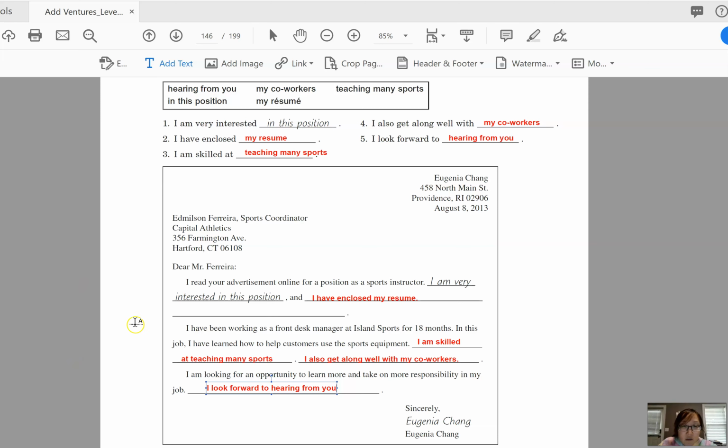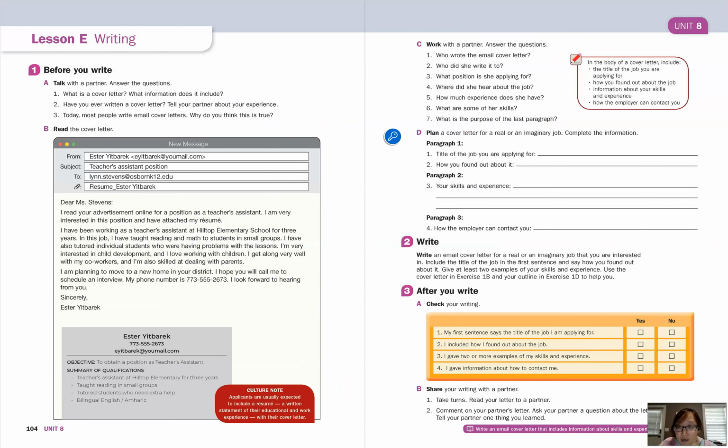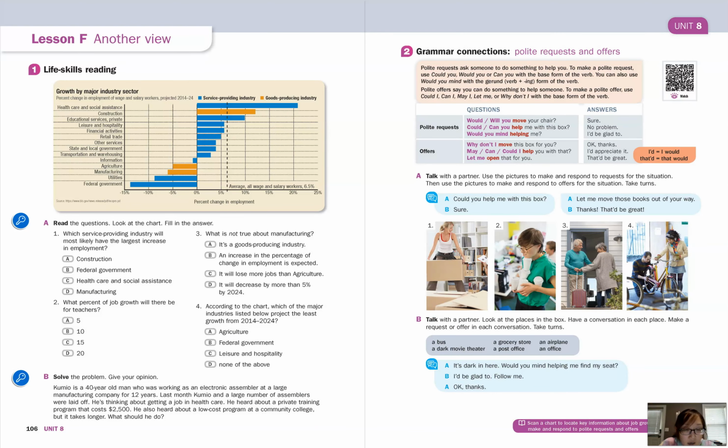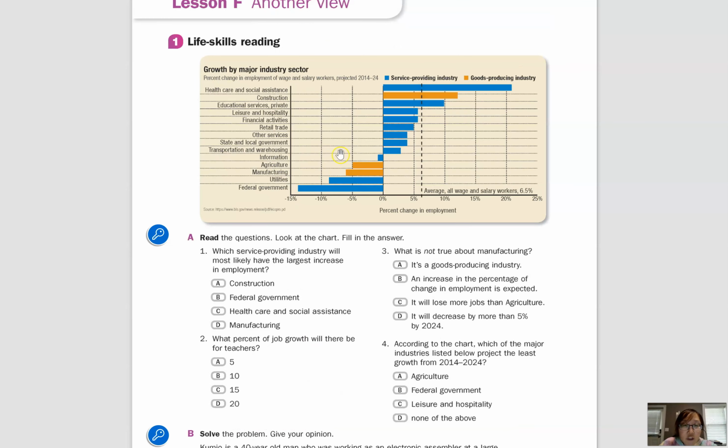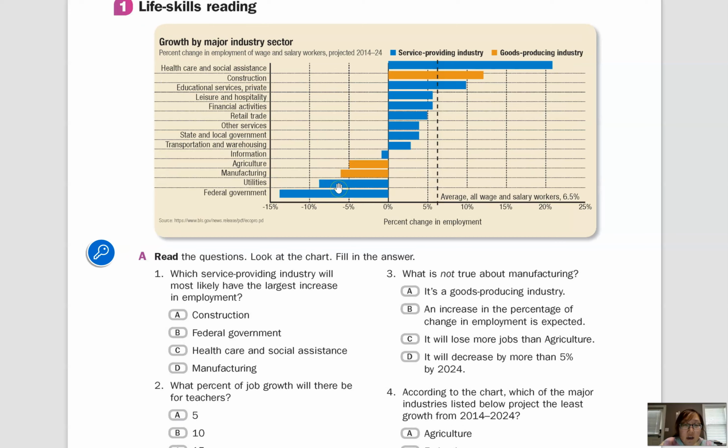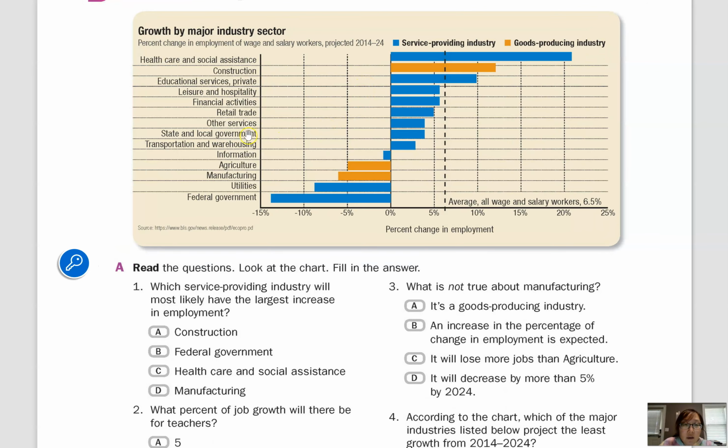Okay, so we are going to go ahead and look at the next page in our student's book. Lesson F, another view. Let's take a look at this chart. It says growth by major industry sector. Let me zoom in a little bit more. You can see the percent change in employment of wage and salary workers projected 2014 to 2024. And you can see two types of industries. One is the service providing industry and another is the goods producing industry.